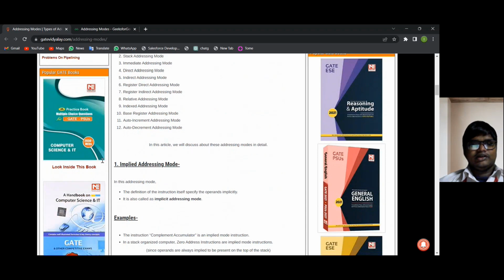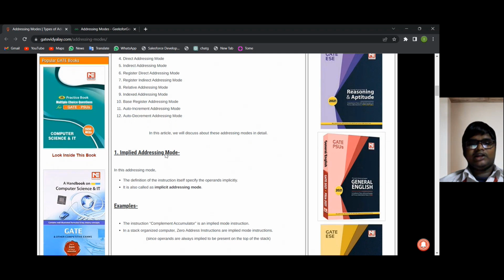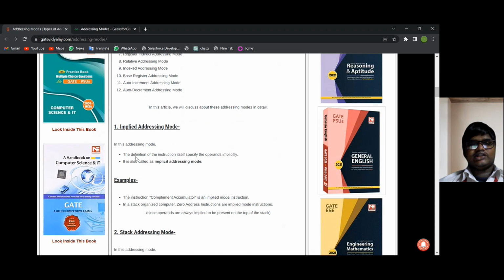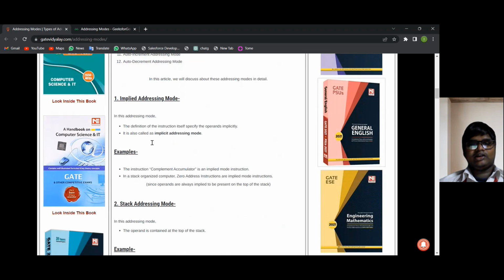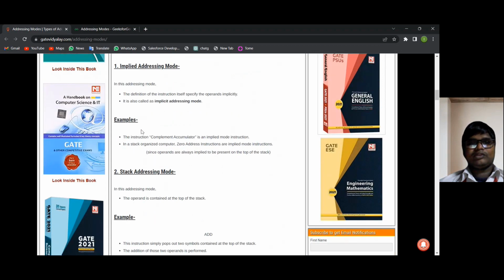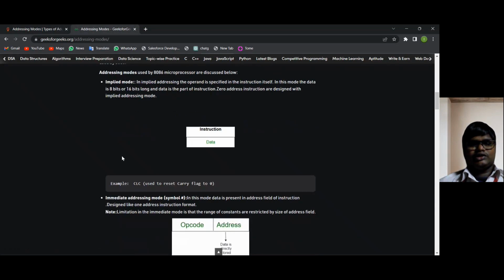Implied addressing mode. In this addressing mode, the definition of the instruction itself specifies the operand implicitly. It is also called implicit addressing mode. For example, the instruction complement accumulator is an implied mode instruction. In a stack organized computer, zero address instructions are implicit mode instructions, since the operands are always implied to be present on the top of the stack. Let us see an example for this. CLC is used to reset the carry flag to 0.